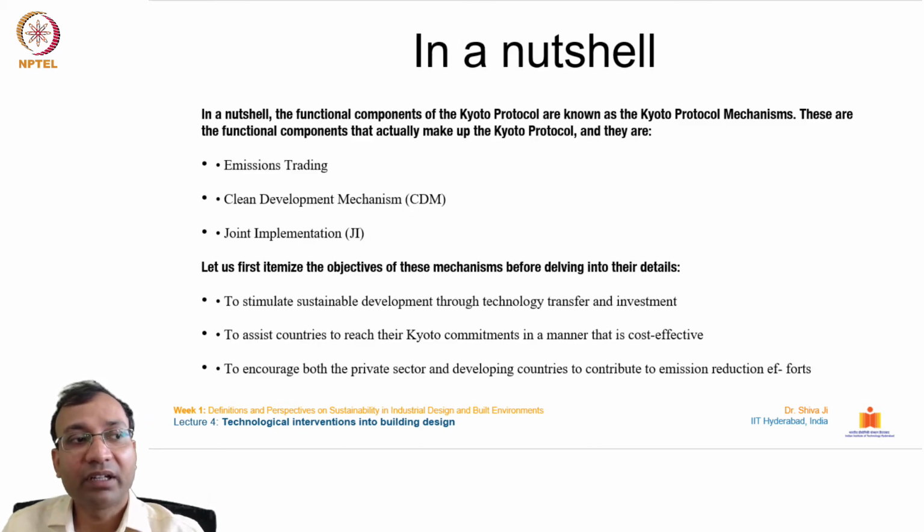So in a nutshell, the functional components of the Kyoto Protocol are known as the Kyoto Protocol mechanisms. These are the functional components that make up the Kyoto Protocol, and these are the following: emissions trading, clean development mechanism, and joint implementation. Let us first itemize the objectives of these mechanisms before going into further details: to stimulate sustainable development through technology transfer and investment, to assist countries to reach their Kyoto commitments in a manner that is cost effective, and to encourage both the private sector and developing countries to contribute to emission reduction efforts.